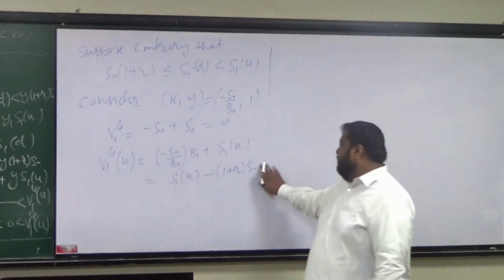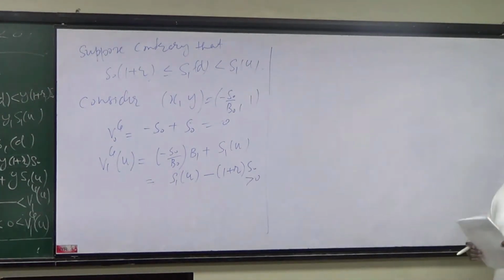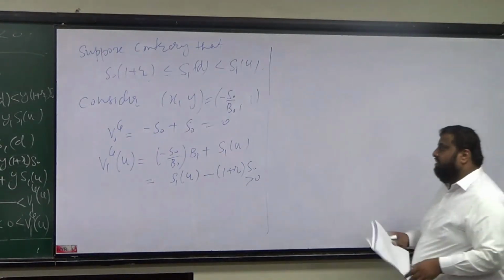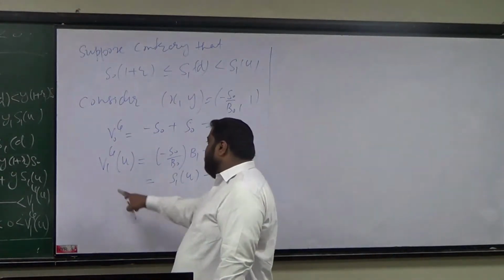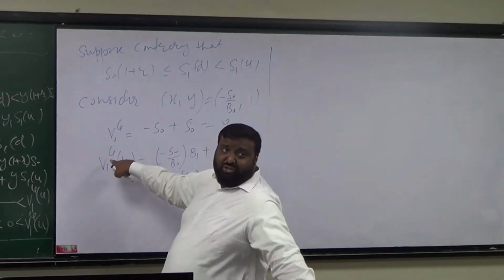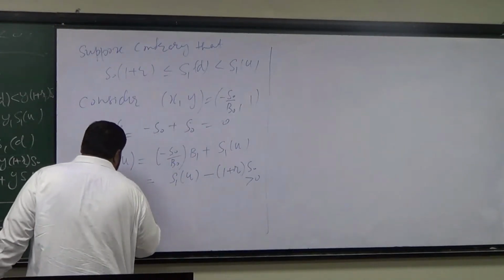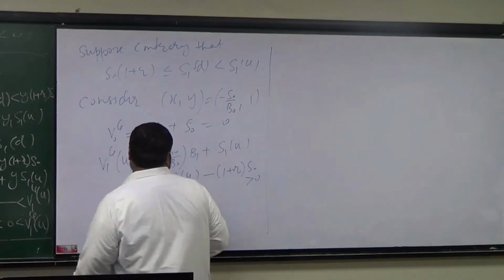Positive. It's positive. If that is happening, does this make phi an arbitrage opportunity? Not yet, because we need to see the V1 phi of d. V1 phi of d, so it's going to be what?